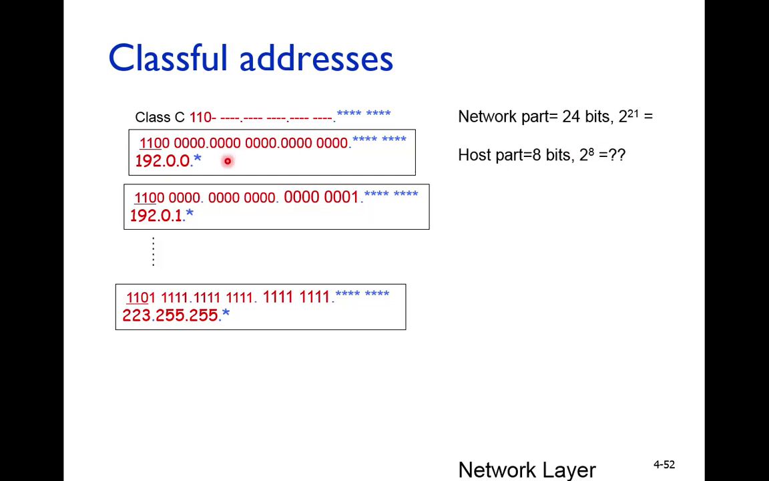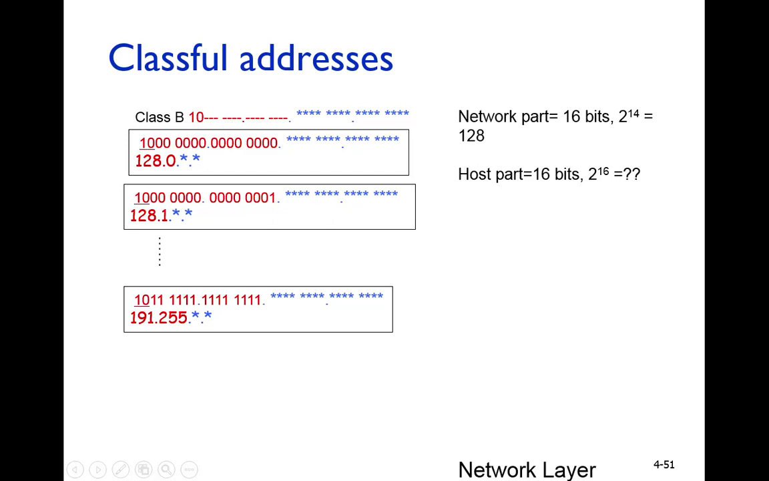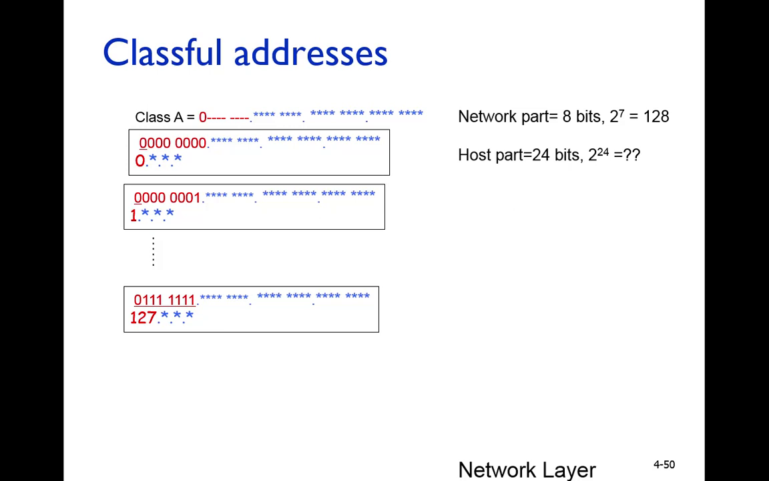Theoretically, okay. So this is the class C. You can note that the class C addresses, its first byte starts from 192 up to 223. And the class B address, its first byte starts from 128 up to 191. Similarly, the class A address starts from 0 up to 127.